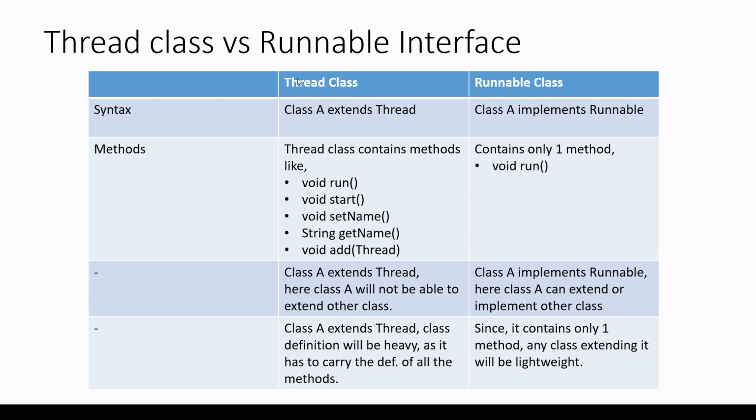We have a lot of methods in the Thread class. The Thread class contains the run method, start method, setName, getName, and so on. There are various methods in the Thread class, and the same goes for constructors. But the Runnable interface contains only one method, which is the run method. And each and every class which extends the Thread class or implements the Runnable interface has to mandatorily override the run method.